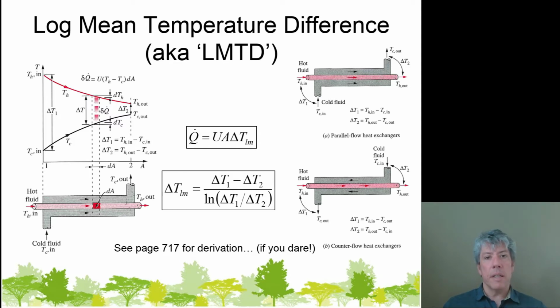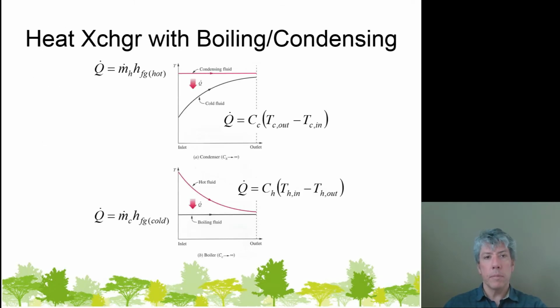Now, it turns out that this log mean temperature difference also works just fine for countercurrent flow. So you still need the approach temperatures, and even though the cold stream is going one way and the hot stream is going the other, the approach temperatures are still the differences on either end of the heat exchanger, and this will still work just fine.